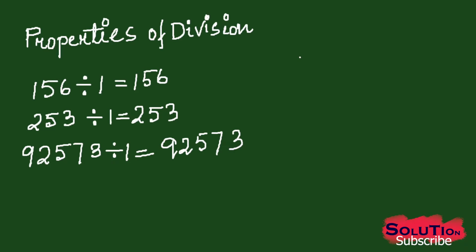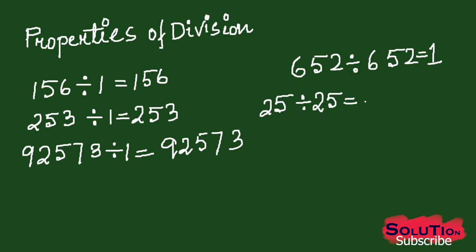Another property is, if a number is divided by that same number, then the answer will be 1. So if I divide 652 by 652, then the answer will be 1. If I divide 25 by 25, then the answer will be 1.